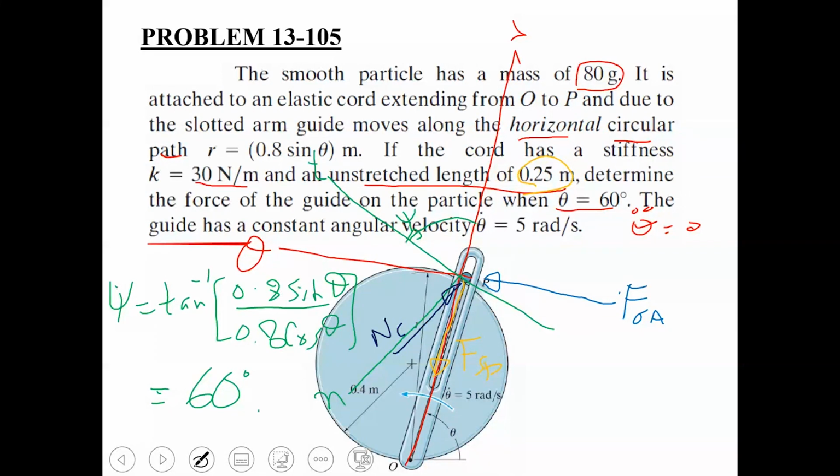Along negative t axis. Okay, so since friction is not involved here because the particle is smooth, now all the forces are being shown on this free body diagram. Now we need to apply the equations of motion along the r and theta axis in order to determine the forces here.